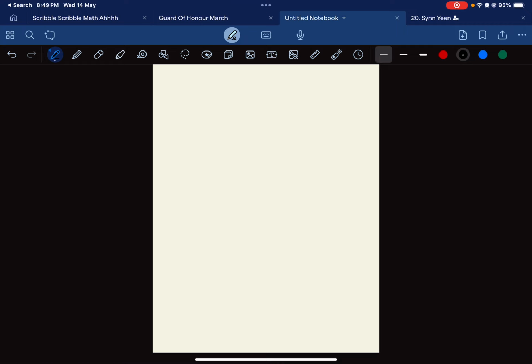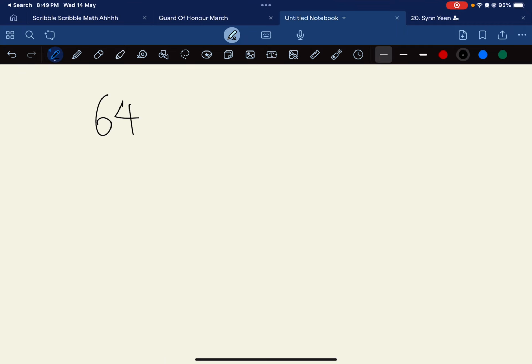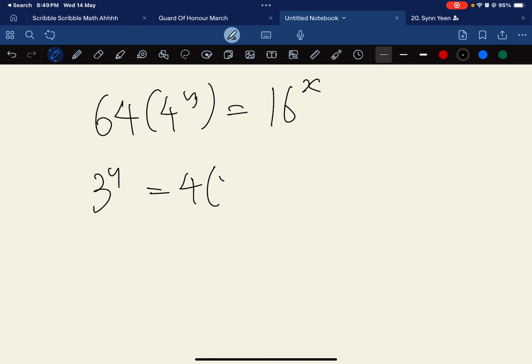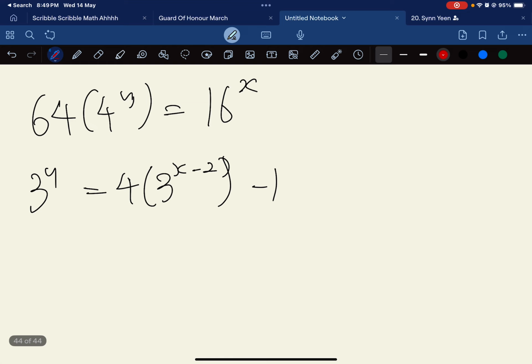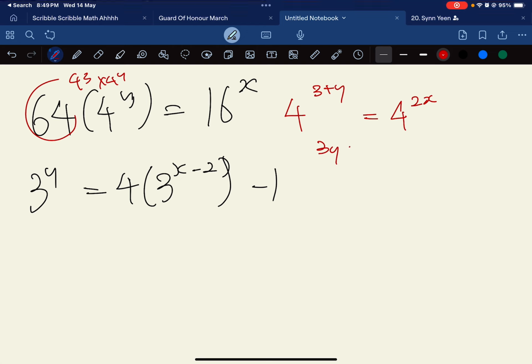Let's solve a simultaneous equation. Now we are moving on to powers. Please know how to do the substitution. So now we got 2. We work with the first equation. This one can be written as 4 cubed. So 4 cubed times 4 to the y equals 4 to the power of 3 plus y, equals 16. 16 can be written as 4 squared also, so actually this is 4 to the power of 2x. And then since the bases are the same, so 3 plus y.